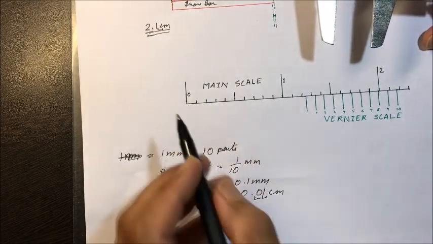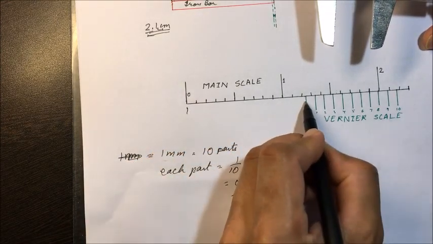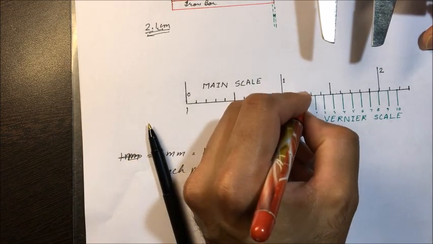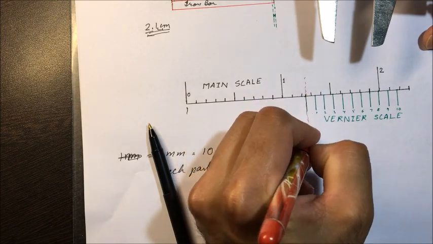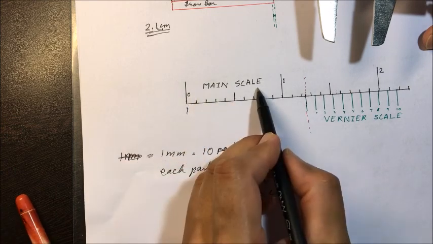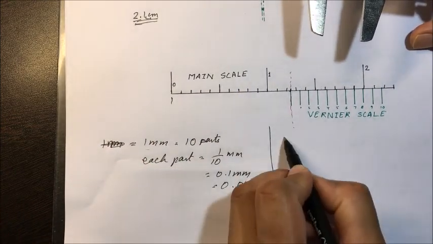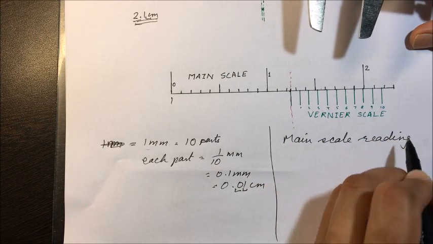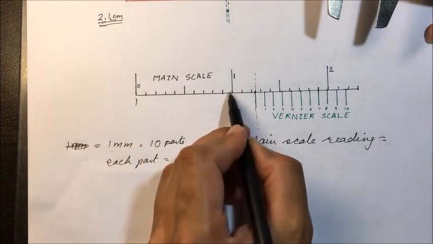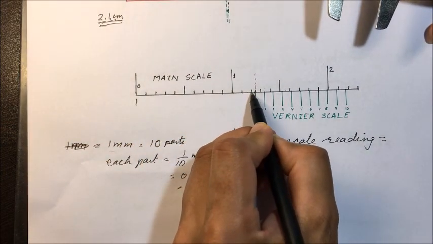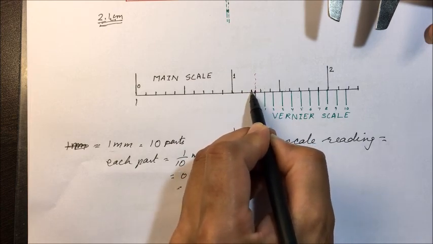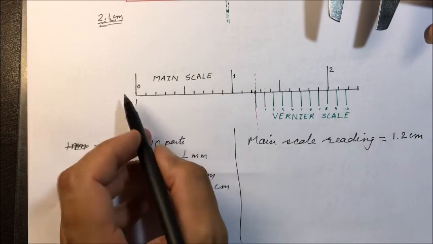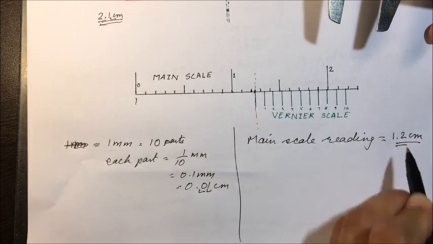So for example, we have made the measurement. For example, an iron bar we put and its length is somewhere here, up to this point, we have to make measurement. So using the main scale reading, what will be the main scale reading here? This is 1 centimeter, 1 mm, 2 mm, this is 3 mm. So up to here we will read from the main scale, it will be 1.2 centimeter. So from the main scale reading, we got the reading as 1.2 centimeter.